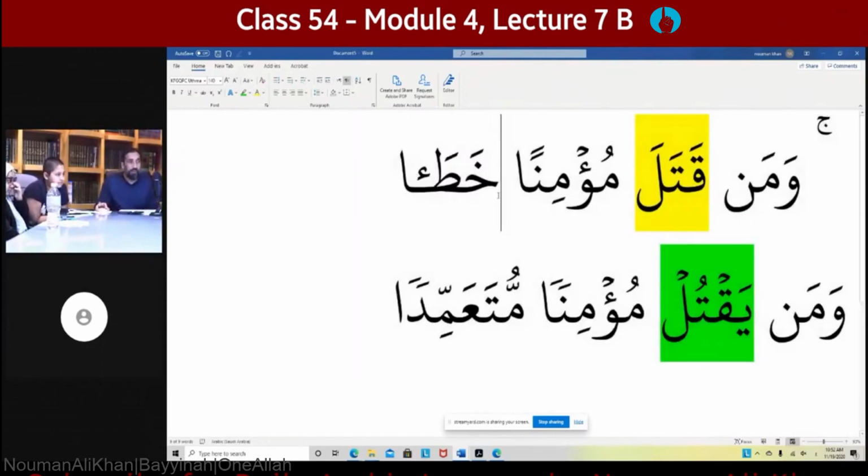But anyway, so let's look at this. Qatala, like nasara, means he killed. Okay? So whoever killed a believer by mistake. So this one is killed.